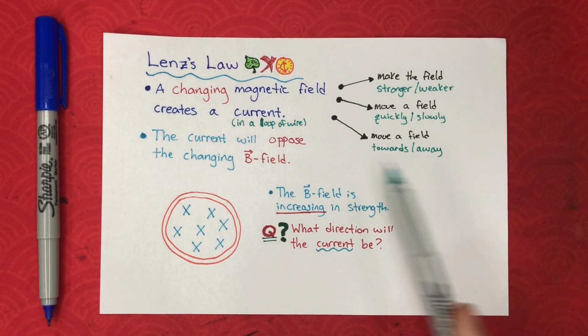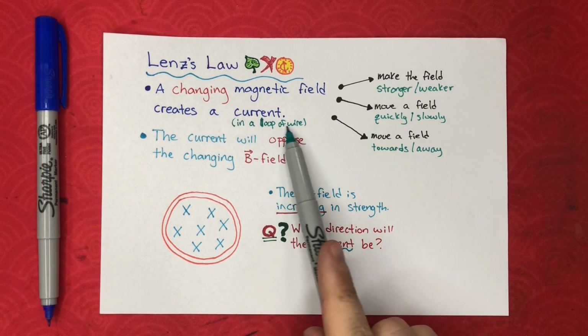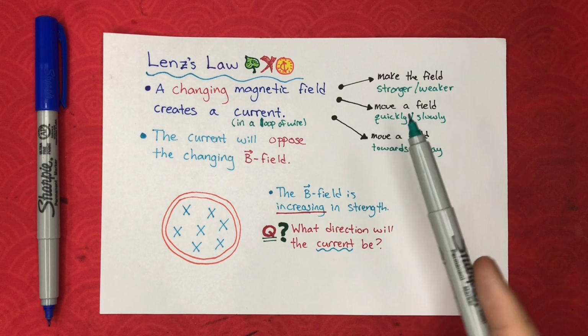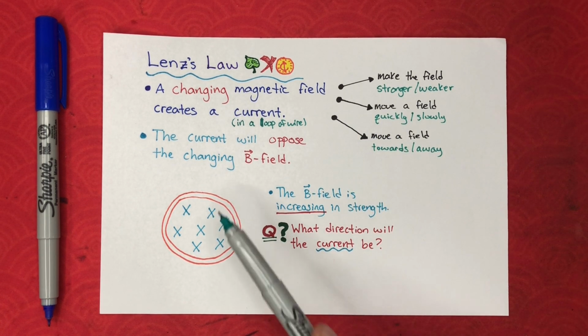Now the main idea of Lenz's law is that a changing magnetic field creates a current in a loop of wire. If you just have a straight wire, there's not going to be an induced current, but if you have a loop of wire, by creating a changing magnetic field, you're going to create a current within that wire.